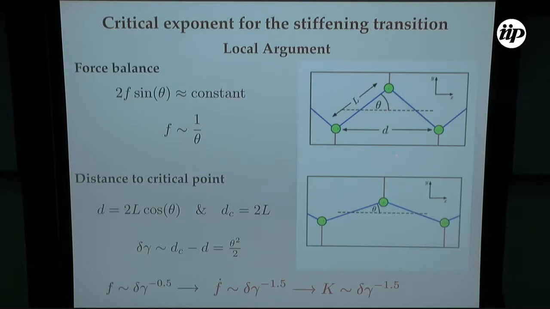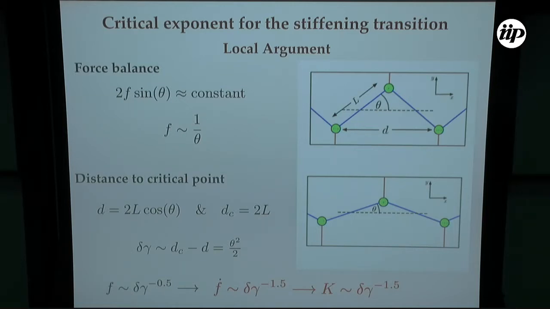On the other hand, you have the distance to the critical point. The critical point will be when you have a straight line, so that will be just 2 times L. So the distance to the critical point you can easily calculate, and you will realize that delta gamma is proportional to theta squared. Then the force scales like delta gamma to the power minus 0.5, and F dot will go like minus 1.5. Since we know that the shear modulus is dominated by F dot, we know that the shear modulus should scale like this exponent here.